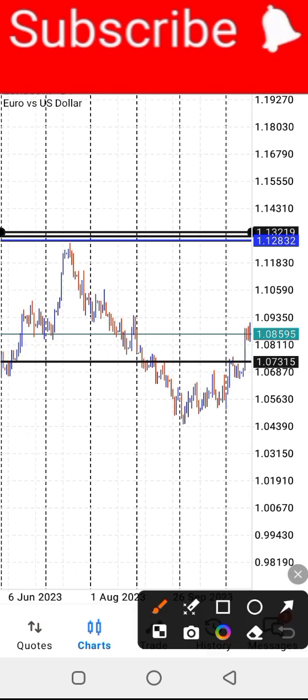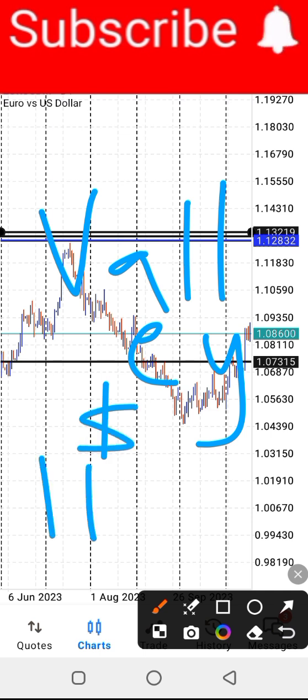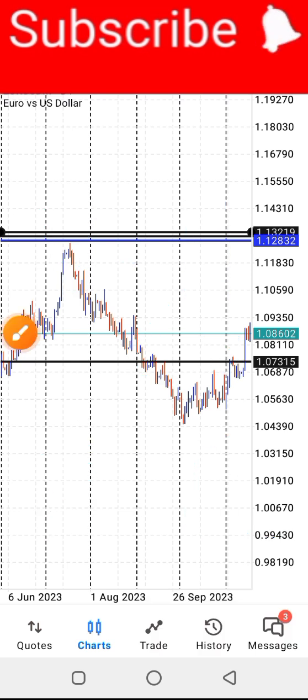This concept I'll be teaching you, I call it the valley and hill concept. Okay, the valley and hill concept. Now this system is best used on higher time frames.